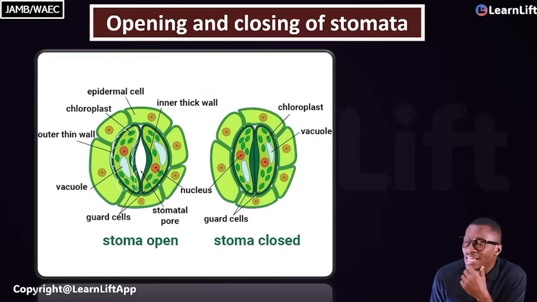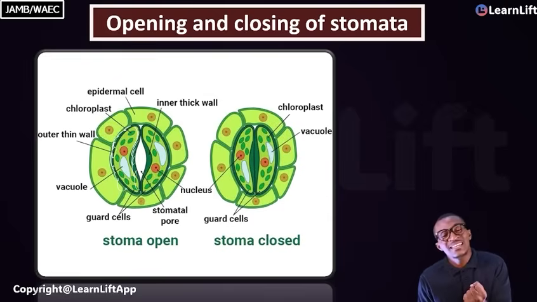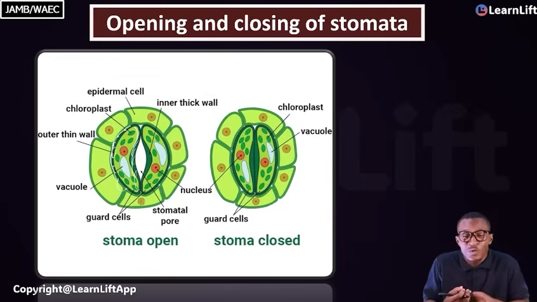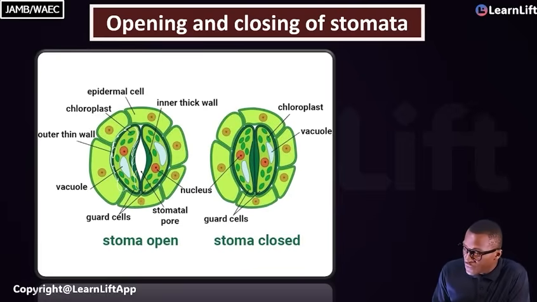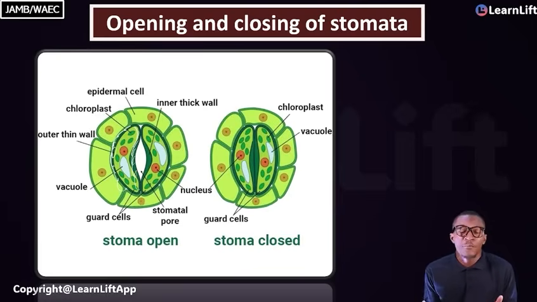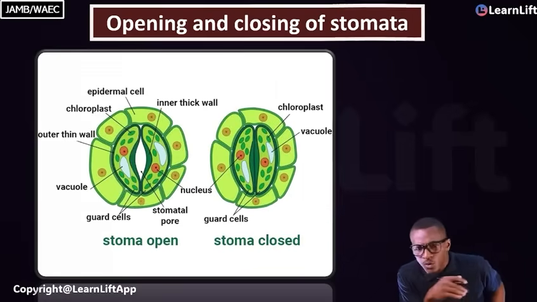Now, when this guard cell is more concentrated, when the internal environment is more concentrated than the environment, water will move in and it becomes turgid. And when it becomes turgid, it will open. Here now, water is moving out. As water is moving out, what happens? It becomes flaccid. It will close.